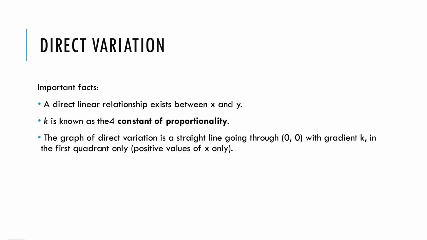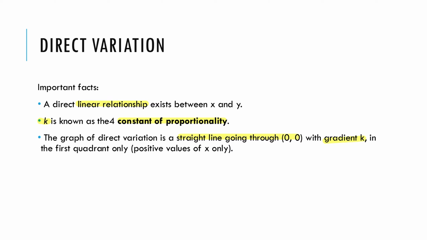Here's some key things to note about the direct variation: it's a linear relationship between x and y. Our k value is known as the constant of proportionality. And our graph is a straight line going through the origin, and its gradient is k.